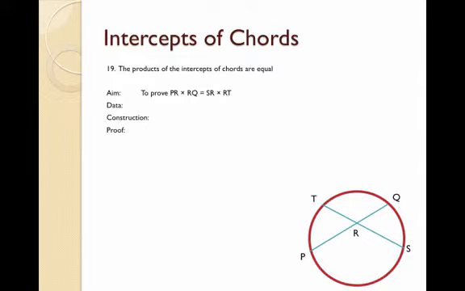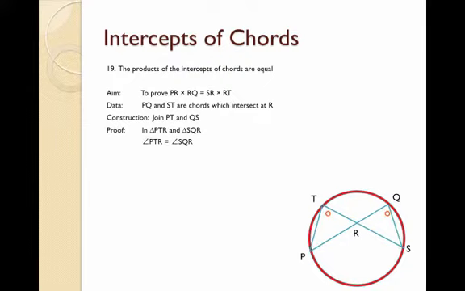First, our aim is to prove that PR times RQ will equal SR times RT. We know that PQ and ST are chords that intersect at R. For our proof, we will join PT and QS and create two triangles. In triangle PTR and triangle SQR, angle PTR equals angle SQR. This is because the angles are in the same segment. Similarly, angle TPR equals angle QSR for the same reason.